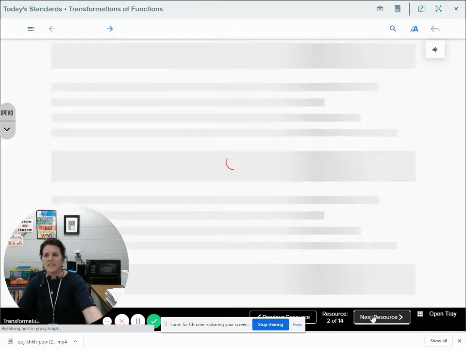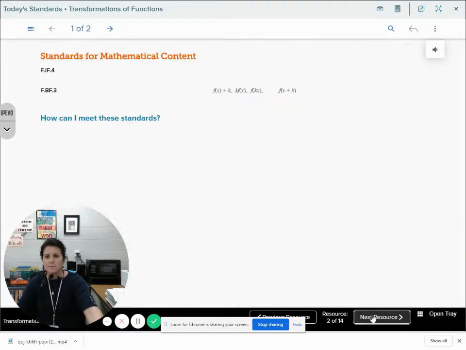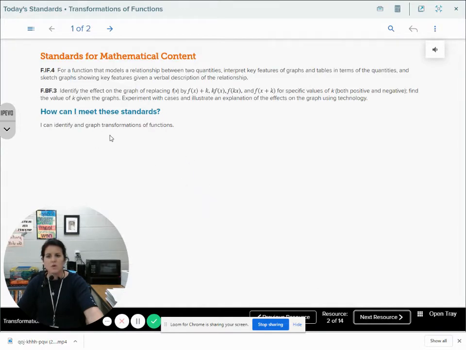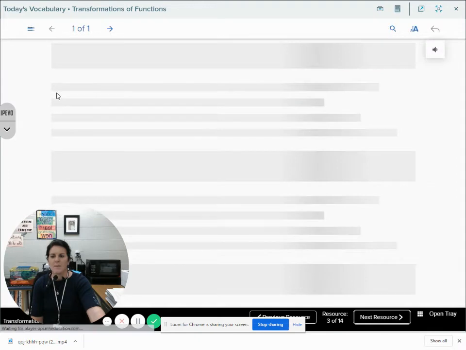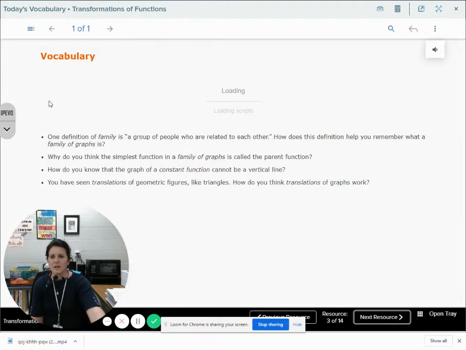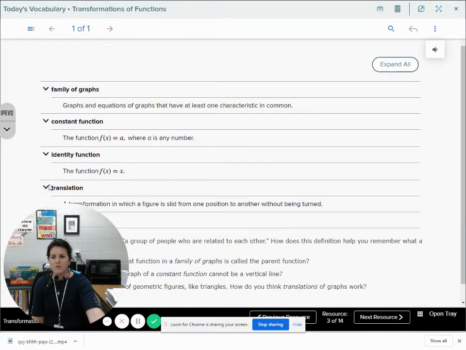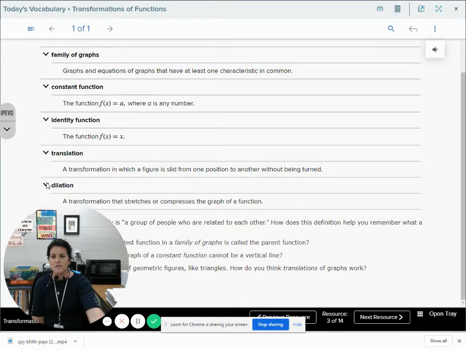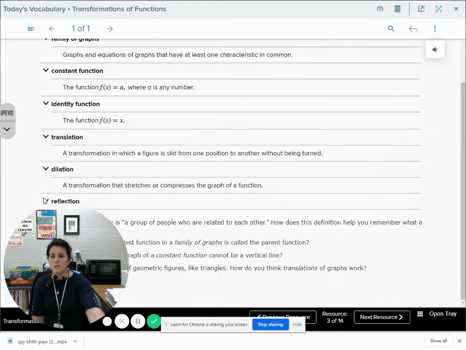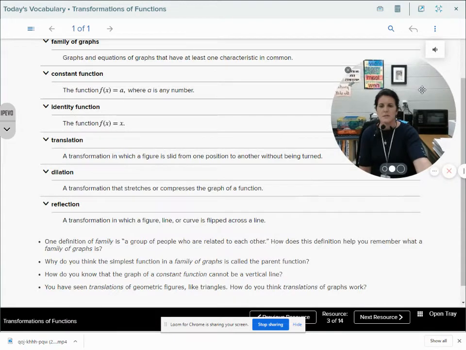Okay, so let's get started with today's standards. We're going to try to identify and graph transformation of functions, hence the title of the lesson, Transformation of Functions. Some key vocabulary words that we're going to learn today. You can take a second and pause the video if you want. There's a lot of words on here, and I have been making a Quizlet of the words. I was hoping somebody else would do it, but I thought, well, it's not going to hurt me to make them for you. So here are the words that we're going to be talking about: family of graphs, a constant function, identity function, a translation, dilation, and reflection.